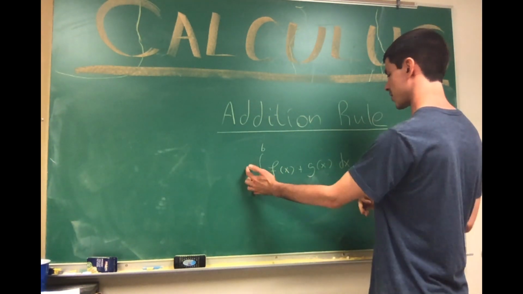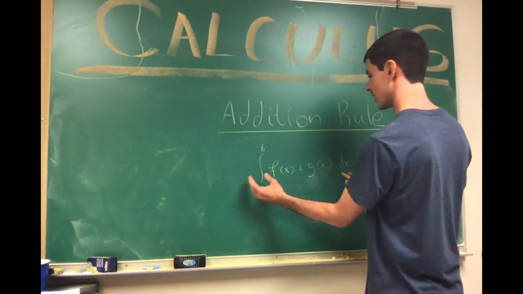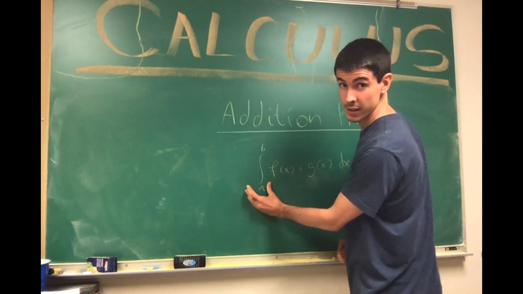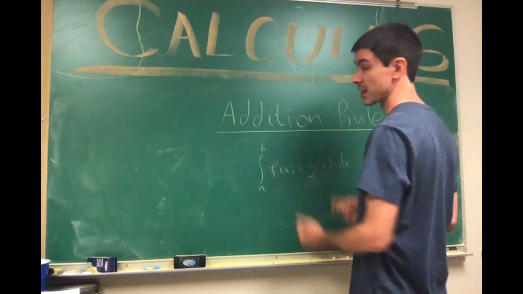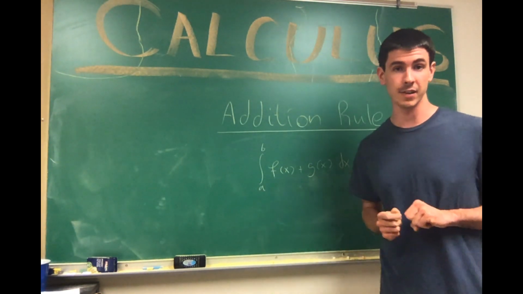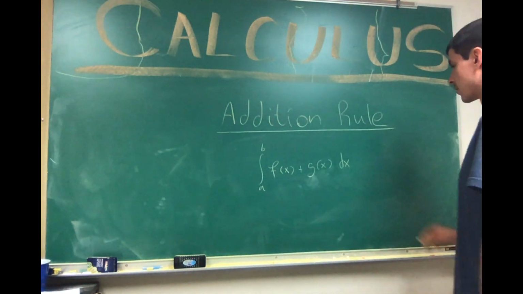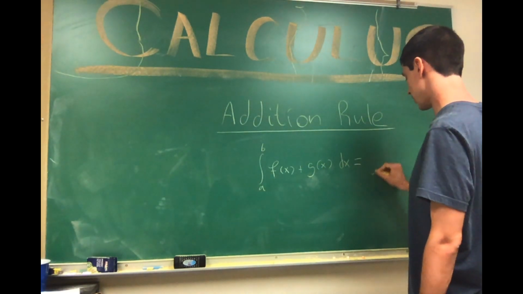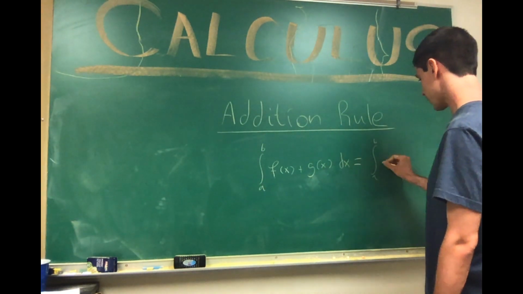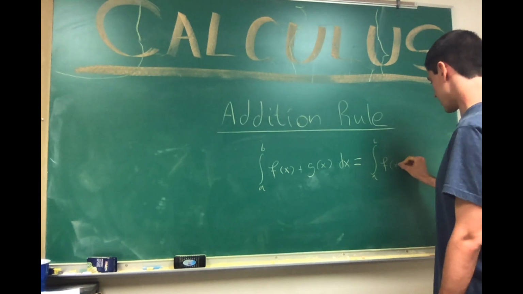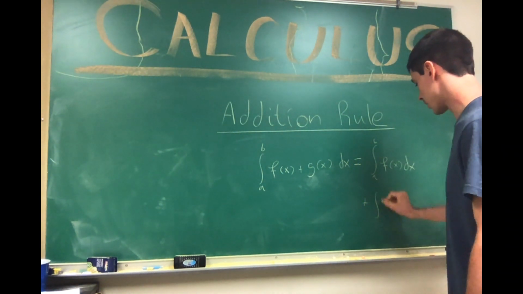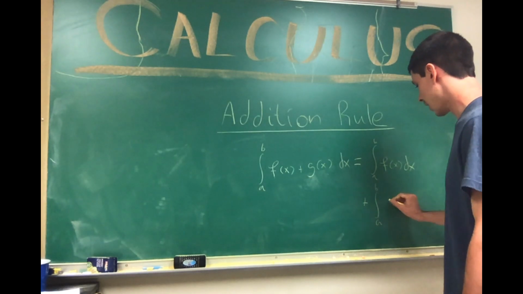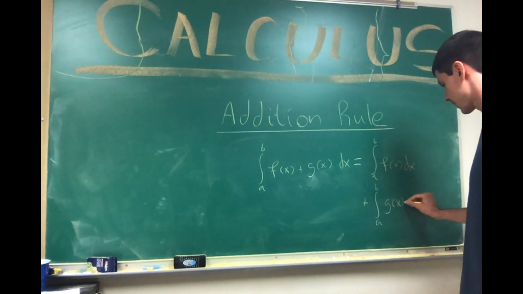The integral starts here, the dx is here. The integral starts with this summa, and it ends with the dx, and everything in between is understood to be what's called the integrand, the thing that's being integrated. So this equals the integral from a to b of f of x dx plus the integral from a to b of g of x dx.